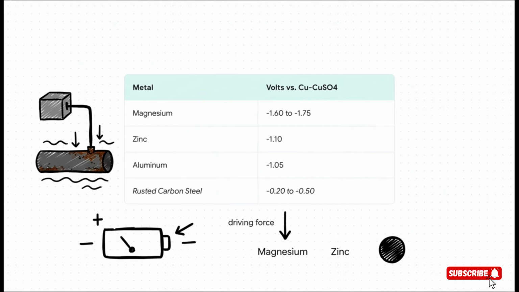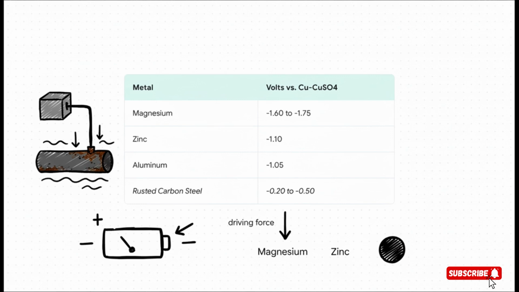Let's walk through it. The column on the right shows the natural electrical potential of different metals in volts. Think of this as how badly each metal wants to give away its electrons. Now look at the bottom row, our reference, rusted carbon steel. That's our patient. It sits at about -0.2 to -0.5 volts. Now look at the metals above it, magnesium, zinc, and aluminum. See how their numbers are much more negative? That means they are way more electrochemically active.